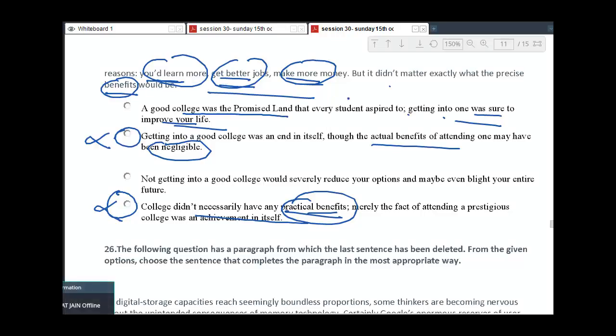So one looks to be a very good continuation. Why? Because the author is maintaining the positivity and he's summing up the benefits, saying yes, everything can be summed up by saying that you are going to basically get something out of it. But when you say not getting into a good college would severely reduce your options, now the problem is the author is maintaining a positive tone. He's maintaining an assertive tone throughout the paragraph. Understand this, people. You have to maintain tone consistency as well.